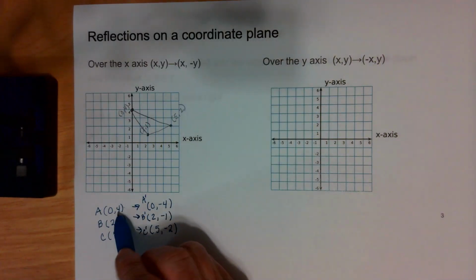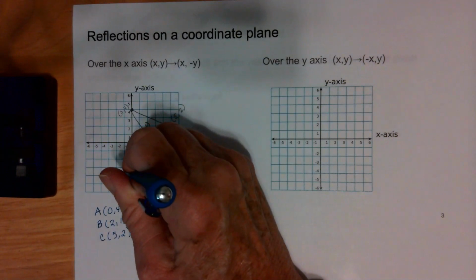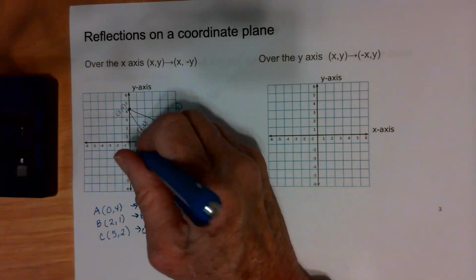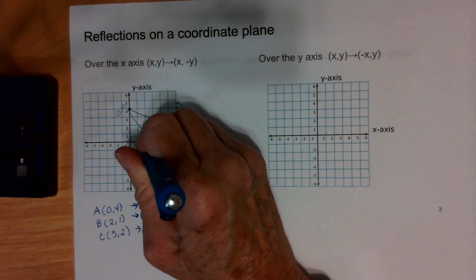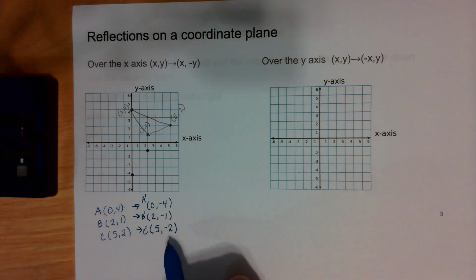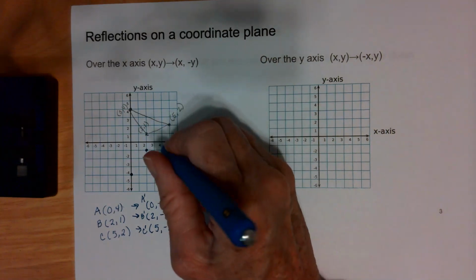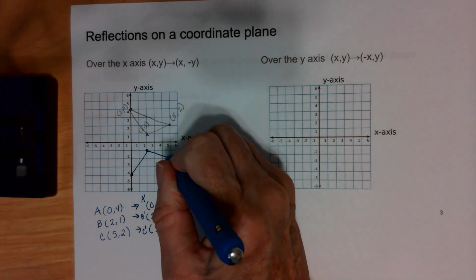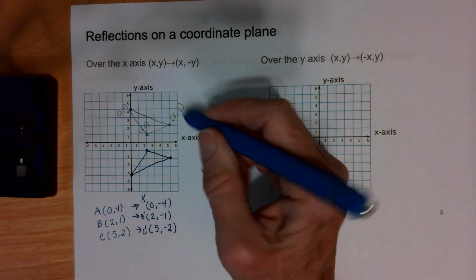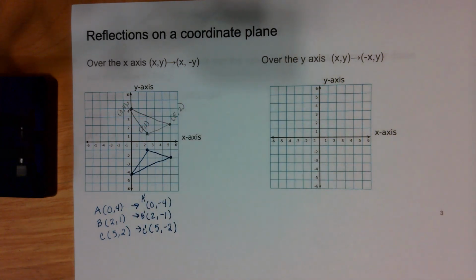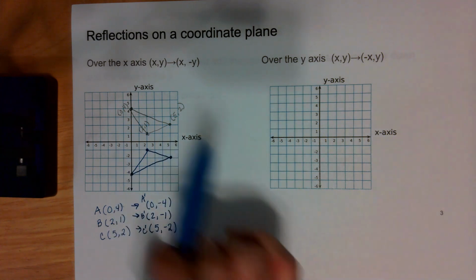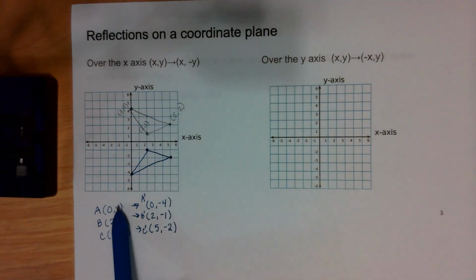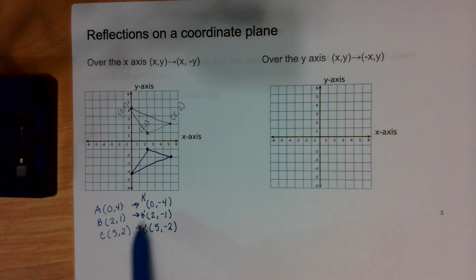So I would go ahead and graph these. (0, 4), I now look at as (0, -4). B, which is (2, 1), I now look at as (2, -1). C, which was (5, 2), I now look at as (5, -2). So that triangle right there, the blue triangle, is a reflection of the pencil triangle over the x-axis. And again, what I did to do that is I just took the opposite value of my y. The only thing that changed from one to the other was the y.